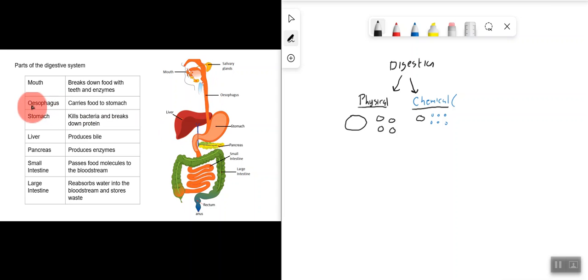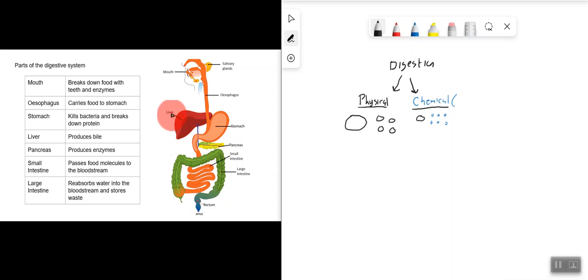We have this long muscular tube called the esophagus, which carries food down into the stomach. Inside the stomach, it's full of acid, and what the stomach does is kill bacteria and break down proteins. The acid kills off anything that might have got onto your food from the outside world, and it also starts to break down the proteins and chemically digest them.